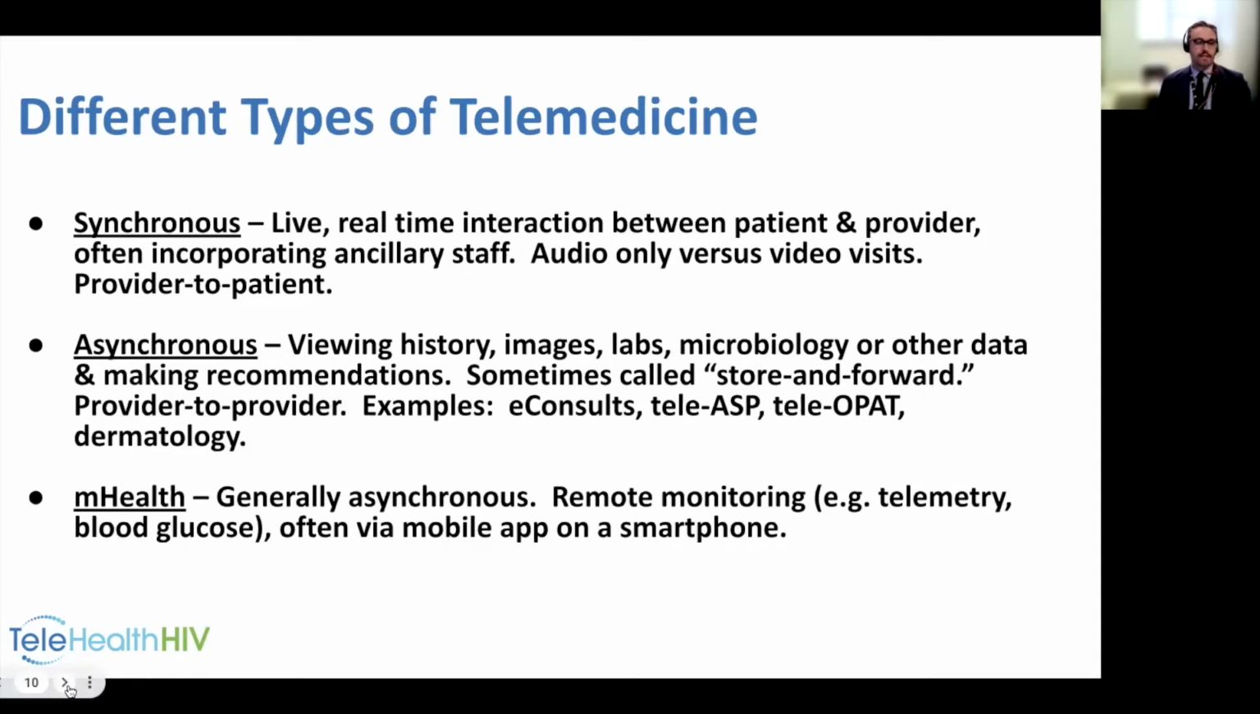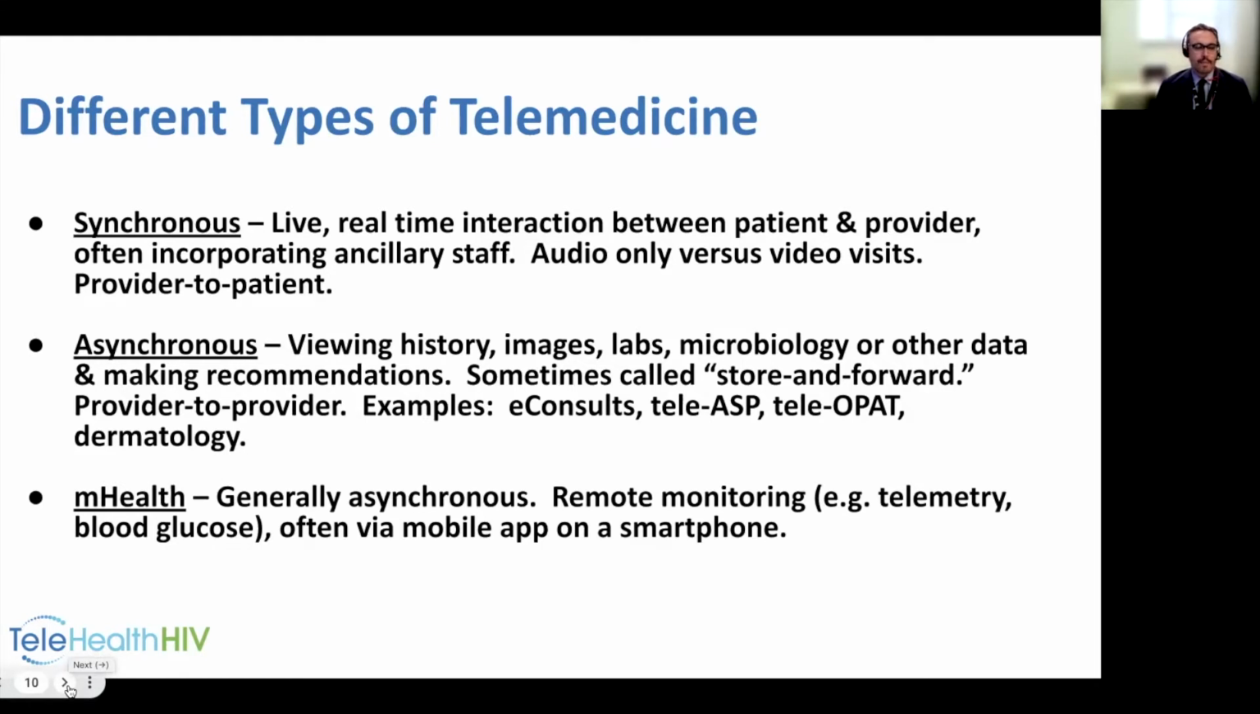Different types of telemedicine. I think you probably know this, but there's synchronous, which is just a real-time visit over video or over the telephone. Asynchronous, which is something like EConsults, where instead of provider to patient, it's provider to provider, and I review history and images and labs and microbiology if I need to, and then give recommendations. Our EConsult program, so I heard someone mention Rapid Start and HIV prevention with PrEP. Most of our Rapid Starts and most of our PrEP is done with EConsults.